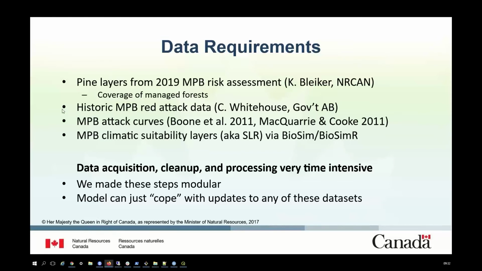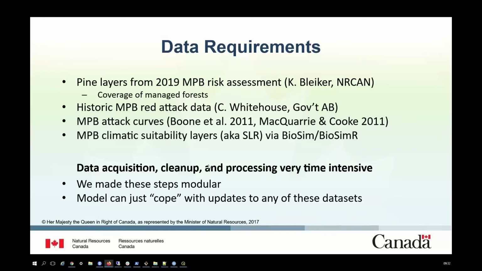We also used the historic MPB attack data from the Alberta government. Thank you to Carolyn Whitehouse for providing those for us. We had all of the aerial tree surveys with all the red attack provided to us. And then, of course, as Barry mentioned, we used the recruitment curves from both the Macquarie and Cooke study and the Boone et al. study and put those into the model. We were also able to generate climatic suitability layers from BioSIM and BioSIM-R.